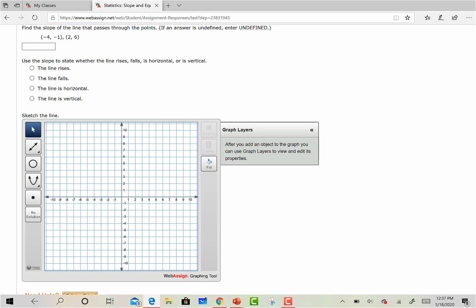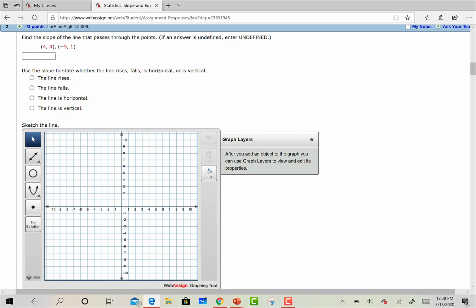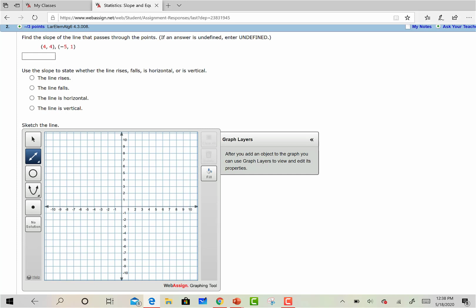Okay, on this screen I've taken you to WebAssign because I wanted to show you how to graph using WebAssign's graphing tool. The first thing I want you to do is select the line with the double arrows, and you can select this with your mouse and click on the triangle in the bottom right corner. It will give you options, but go ahead and click on the line with the double arrows. It will turn blue. That way you know that icon is on.